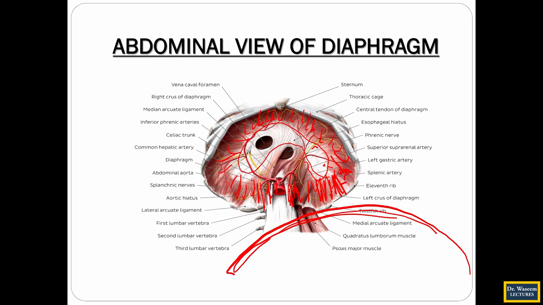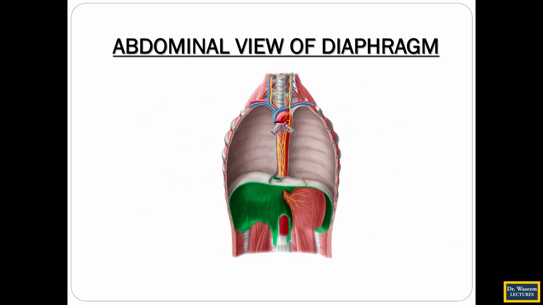So you see, this is the abdominal view of the diaphragm, and all this green color is the diaphragm here. So domes are being formed here. This is the thoracic view of the diaphragm, and this is the abdominal view of the diaphragm.